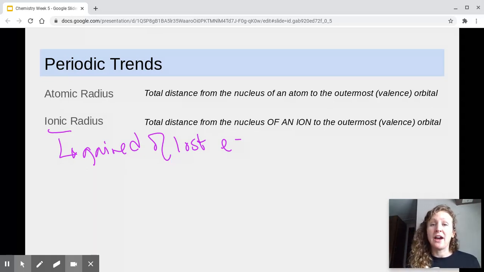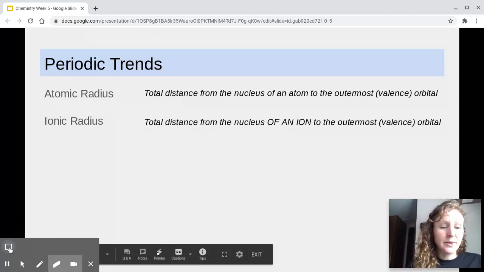So after we go through all of the periodic trends and the forces that cause these periodic trends, we're going to return and look a little bit more closely at ions and see what kind of trends the size of ions go through on the periodic table and how that compares to atomic sizes.